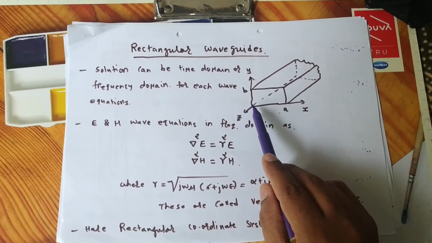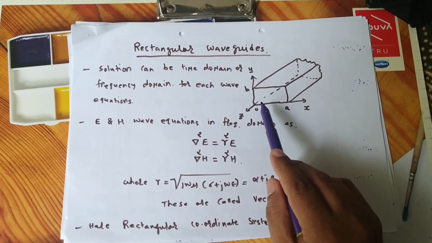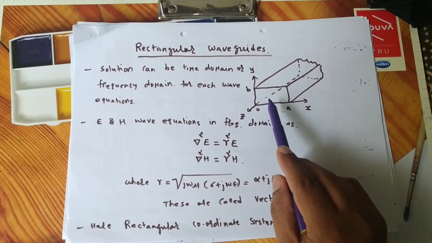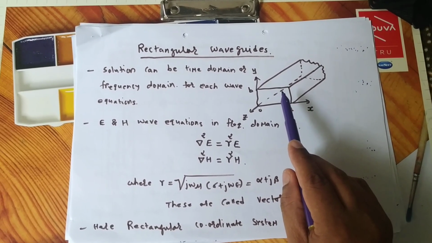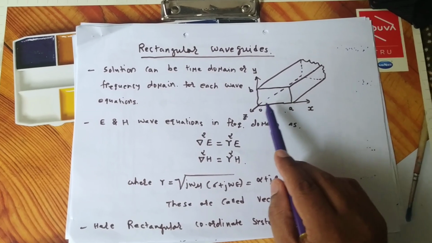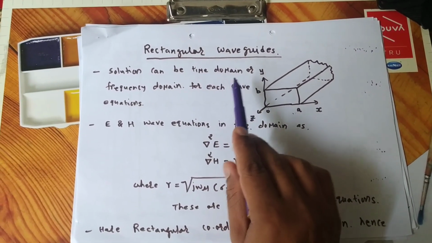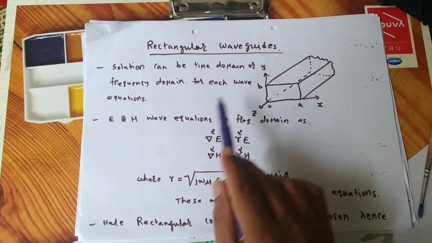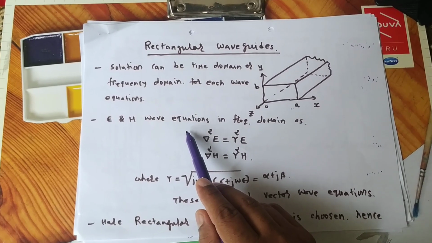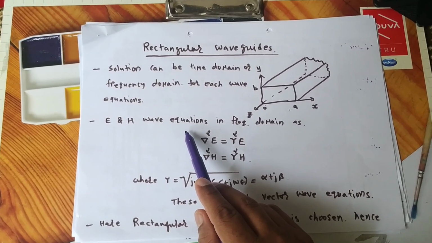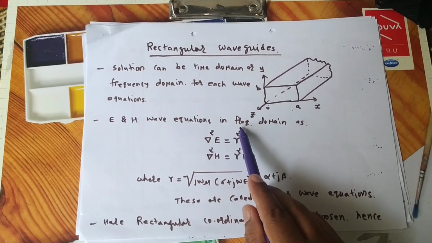So our objective here is to find the solution of the electric field intensity and magnetic field intensity wave equations. The solution can be either in the time domain or frequency domain for each E and H wave, but we will try to find the E and H wave equations in the frequency domain.